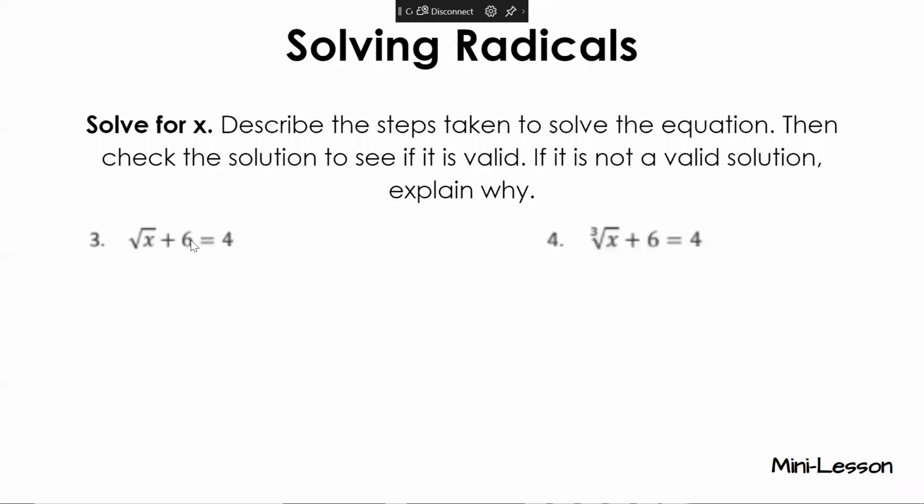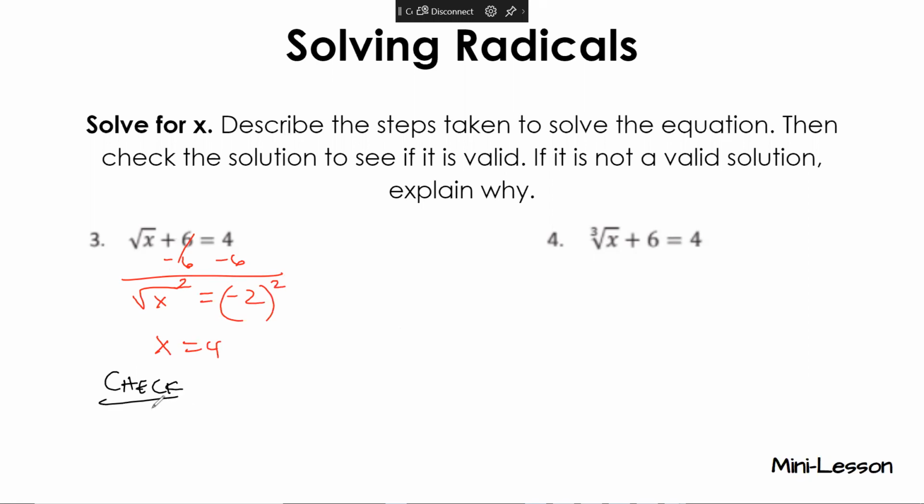Okay, so the first thing that we're going to do on this one is we want to get the square root by itself. So we're going to subtract 6 from both sides. So that's going to give me the square root of x equals -2. And then we're going to square both sides. So then that's going to give me x equals 4, right? Now, when I plug this back in, watch what happens. So this is me checking.